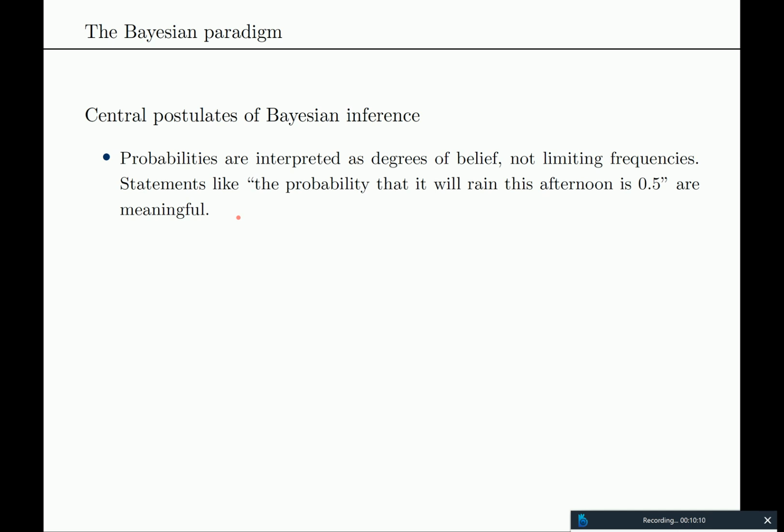which you can already discuss whether this is a statement of subjective belief. I mean, it's definitely subjective belief, because it's only about this afternoon, which will only happen once. Or the probability that Trump will become president again now that he fights a war. These things don't have limiting frequencies, but you can still talk about the probability of them, and these probabilities are then degrees of belief.